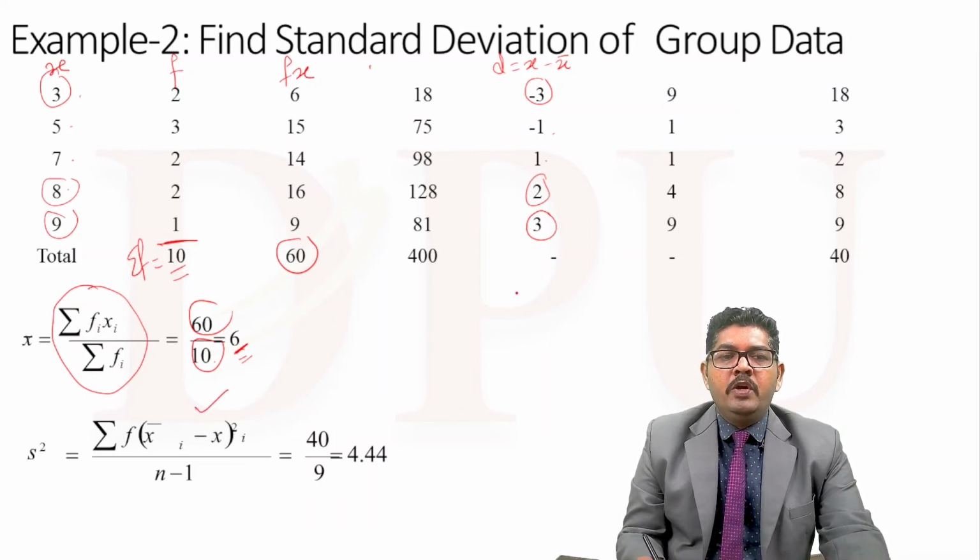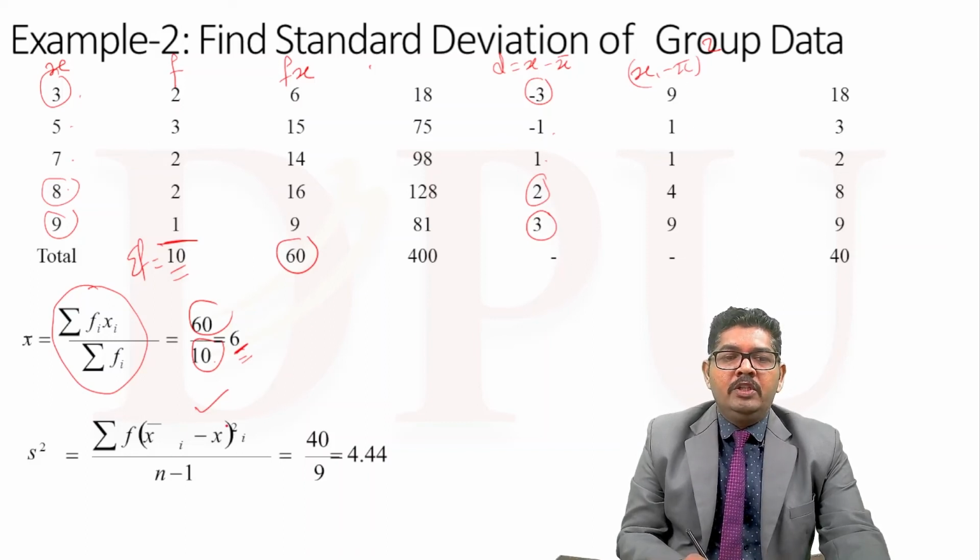What do we need? Squares of these deviations. So these are the squares of the deviations, (xi minus x bar) square. Minus 3 square is 9, minus 1 square is 1, 1 square is 1, 2 square is 4, 3 square is 9. So this is how we calculated the squared deviations.